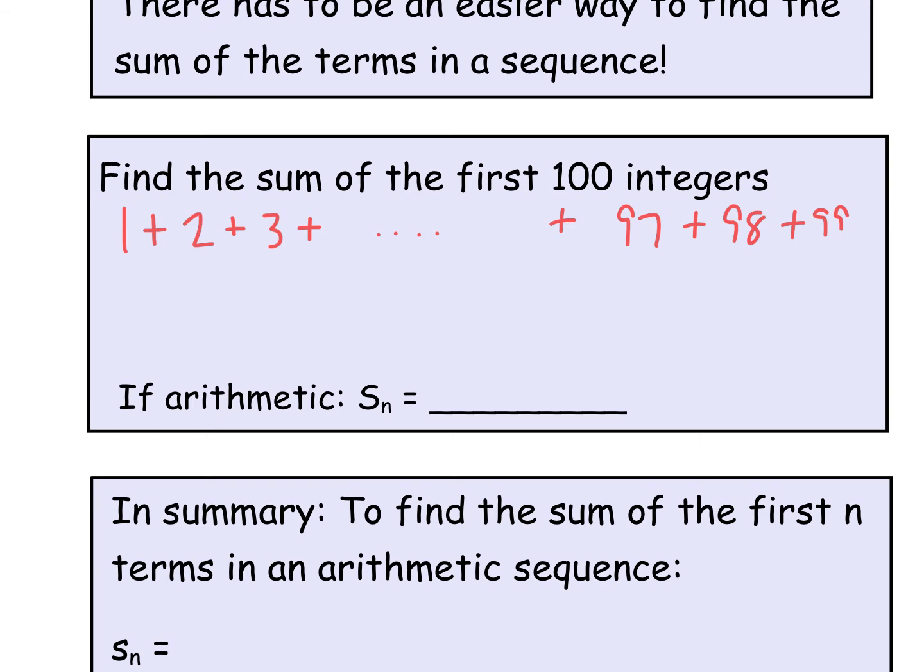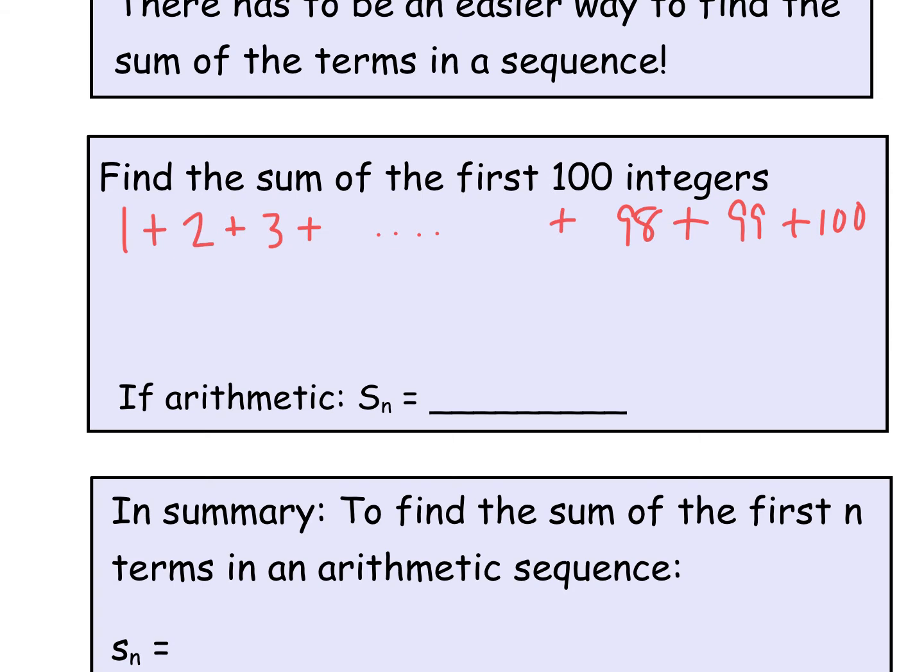Let me tweak those a little bit. I want things to line up a little better. Let me just write 98, 99, and 100, and we'll see why in just a second. Okay, but again, all those numbers are in there. Every single term from 1 to 100, every single integer, meaning whole number, is in there.